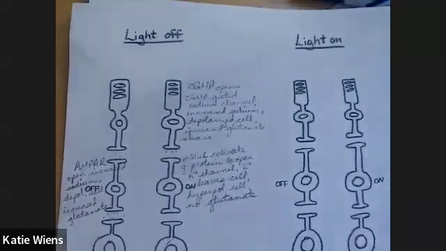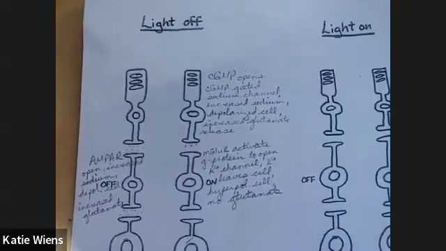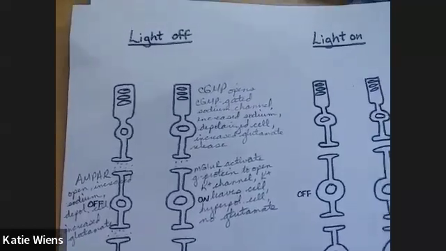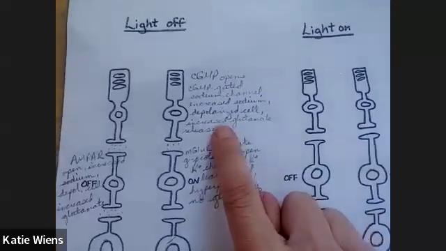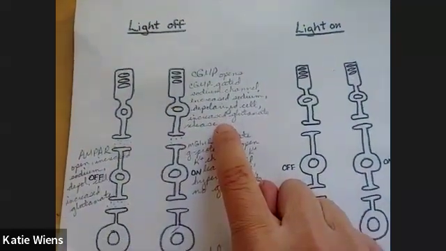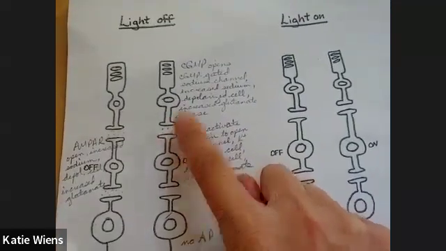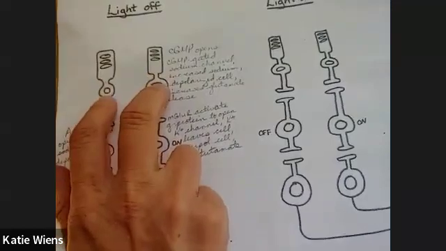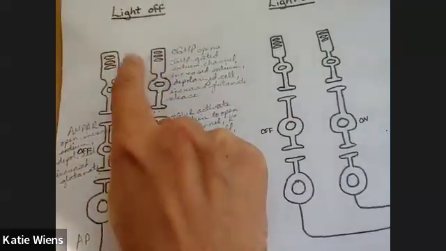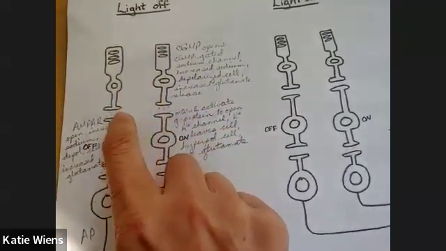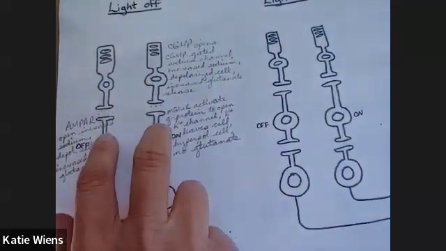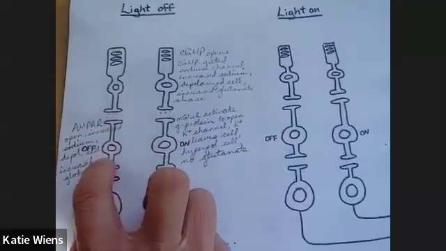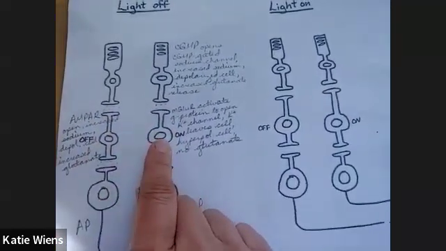So if we look at that in this model, when the light is off, the cyclic GMP opens the cyclic GMP gated sodium channel to increase sodium, depolarize the cell, and lead to glutamate release. And remember, in the light off, both of these photoreceptors have the same response because they're responding in the same way. The only difference comes in what type of receptors they're binding at the postsynaptic membrane on either the off bipolar cell or the on bipolar cell.